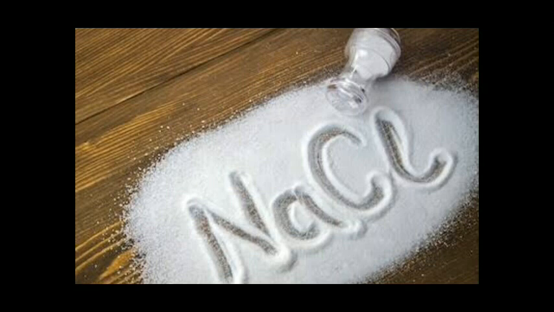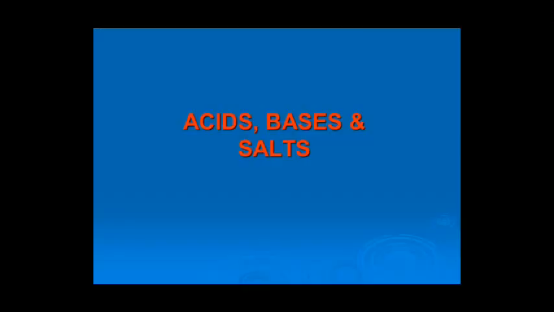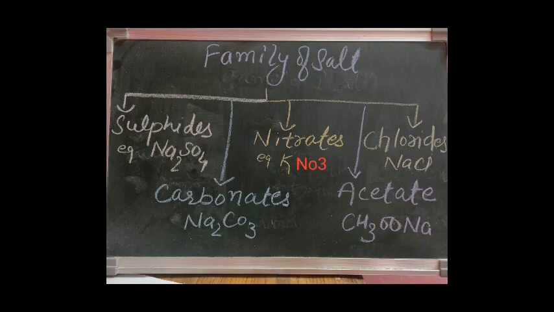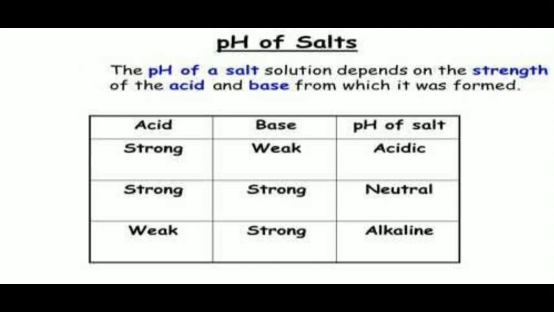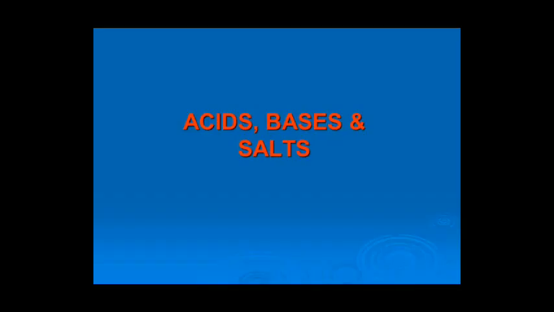So in this video we have learned how the salts are prepared with the reaction between acid and bases. We came to know about the different families of salts. Plus we came to know how different types of salts are formed. Type of salt depends upon the strength of acid and base which is used to prepare the salt. So this is all about the salts.